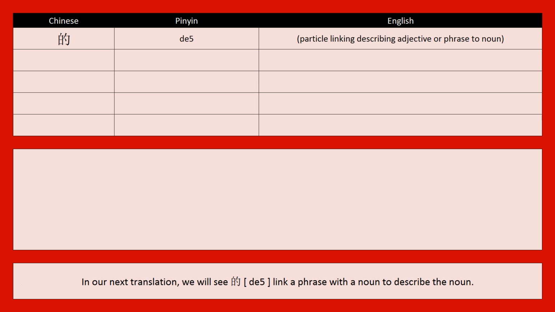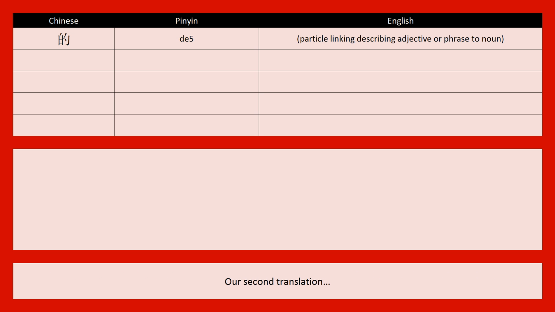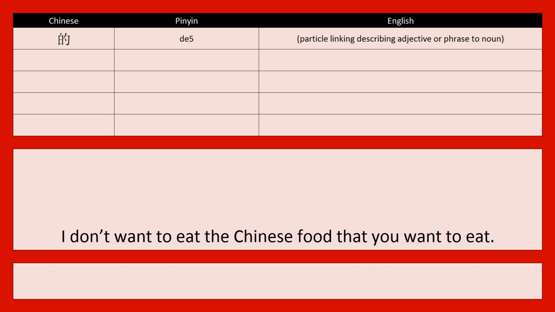noun. In our next translation, we will see 的 link a phrase with a noun to describe the noun. In English, we often use that after a noun and then describe it. In Chinese, we describe it and add 的 before the noun, just like we did with the adjective tasty in our first translation. Our second translation. I don't want to eat the Chinese food that you want to eat.